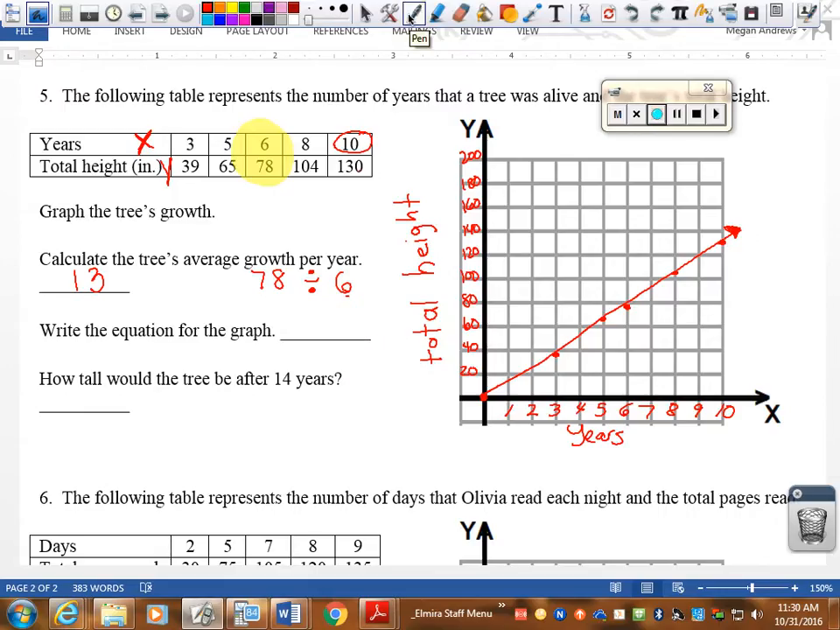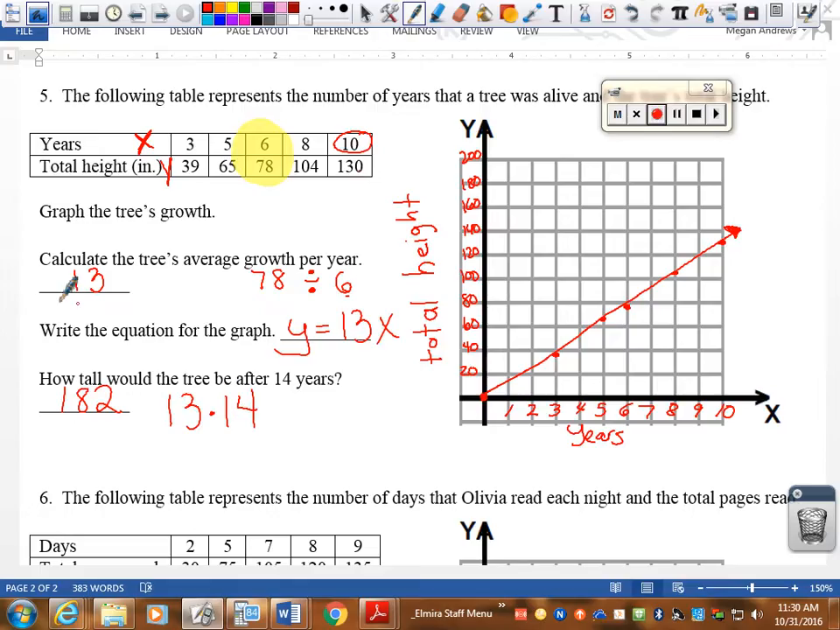Okay? Write the equation for the graph. Well, the height, which is on the y-axis, is 13 inches for every year. How tall will the tree be after 14 years? Well, if it grows 13 inches every year and 14 years go by, 13 times 14 is 182. Again, very important that you write down the 13 times 14 step, even if you did it in your head, even if you typed it onto a calculator, okay? You have to write down what you did to get the answer. Okay?